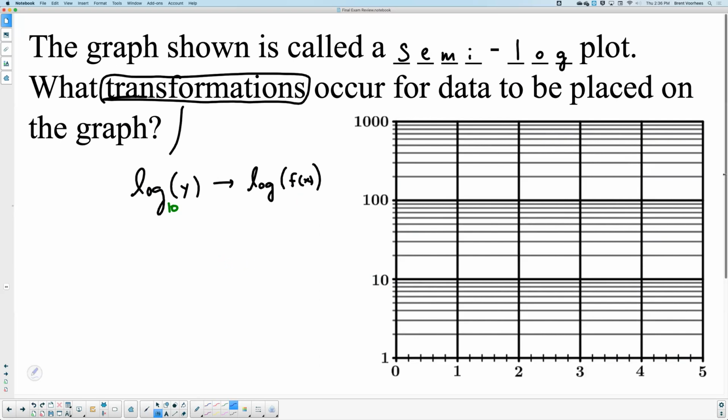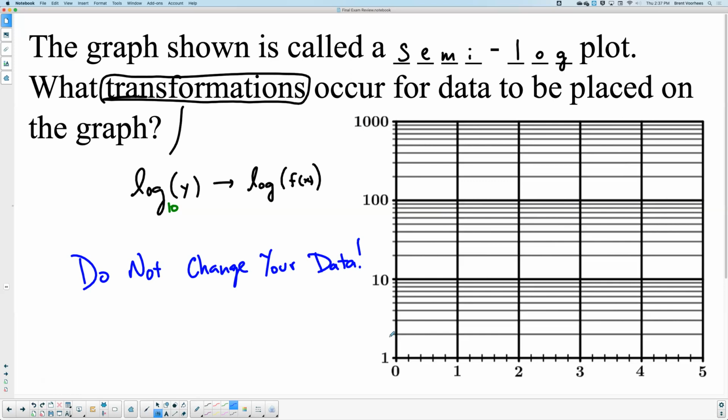Now, I want to make sure it's clear. Do we change our data? Do not change your data. Do not change your data. What do you change? Just the y-axis.